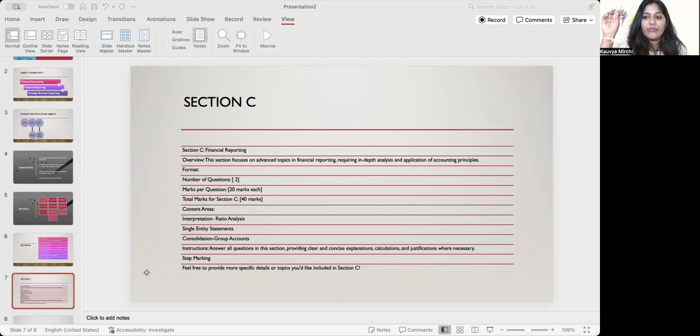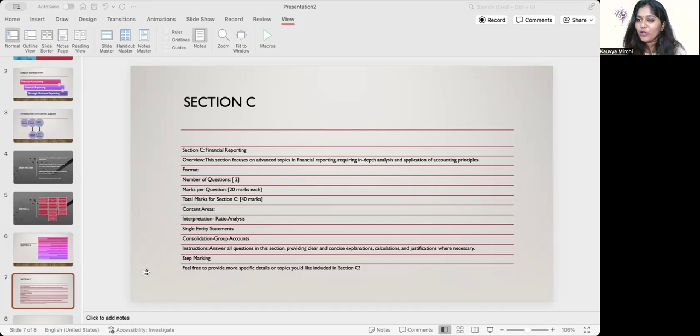So the very important point is this is constructive in nature. You're not going to select any answer. Rather, you have to provide clear and concise explanations, calculations, justifications if it is necessary. So if you have a better understanding of these concepts which are listed, you'll be able to score a good 35 out of 40 marks.